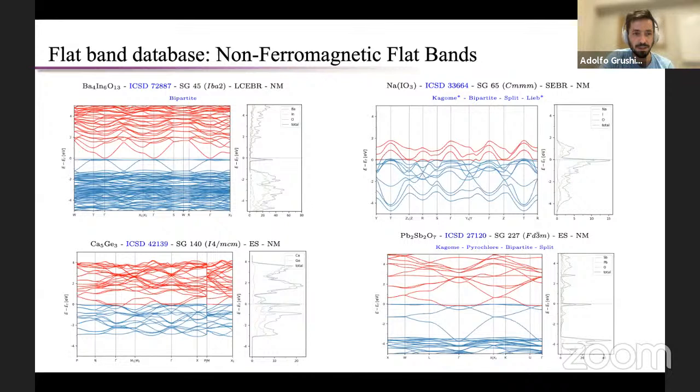I see. So that flat band in the middle, you're right, does belong to this. You think it's the same flat band as this?